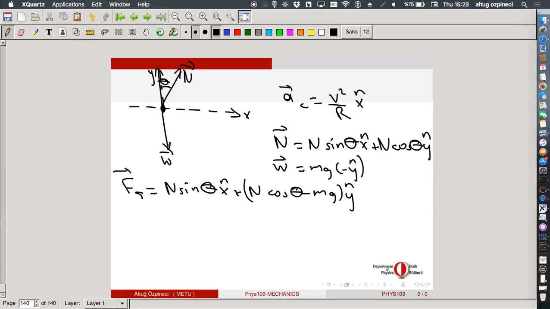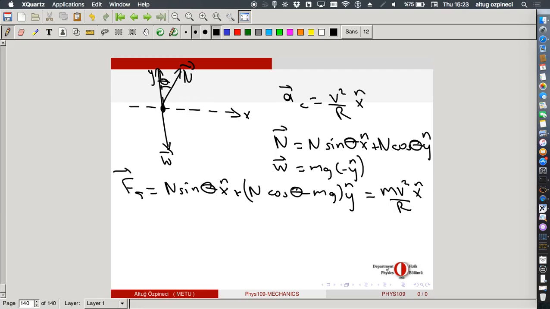Now I use Newton's second law. I write Newton's second law for this system. And Newton's second law tells me that this should be equal to mv squared over r in the x direction. So this one over here, v squared over r in the x direction, is nothing but my acceleration. Of course, I am assuming that it's not changing its speed as it's taking the curve. So there's no tangential acceleration. The only acceleration that exists is the central acceleration.